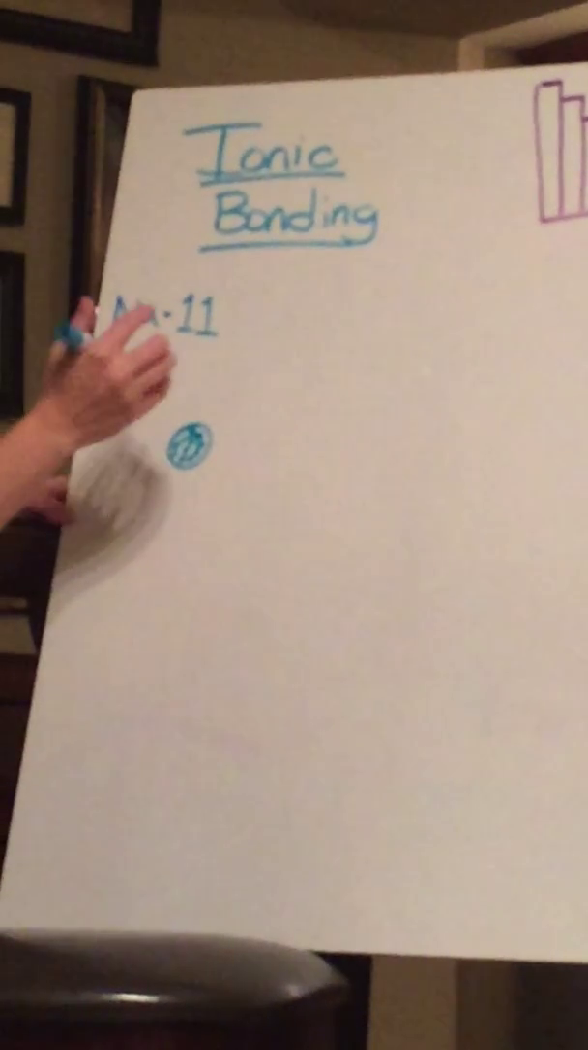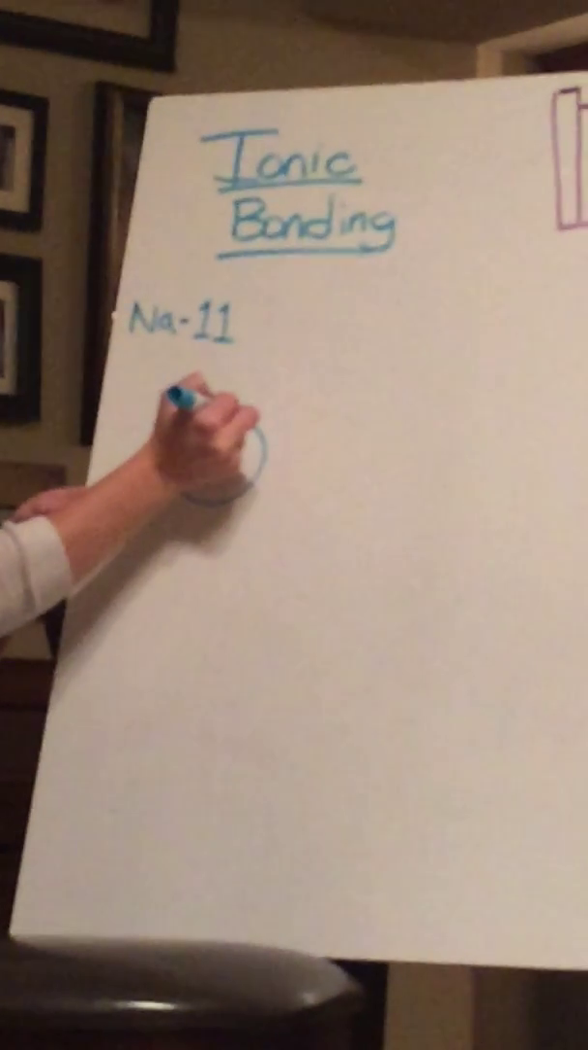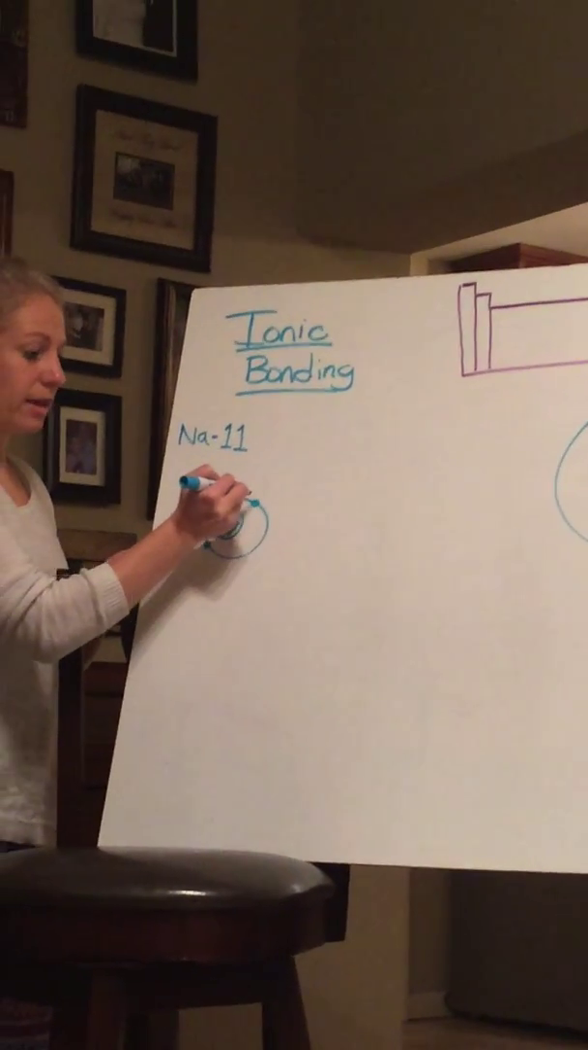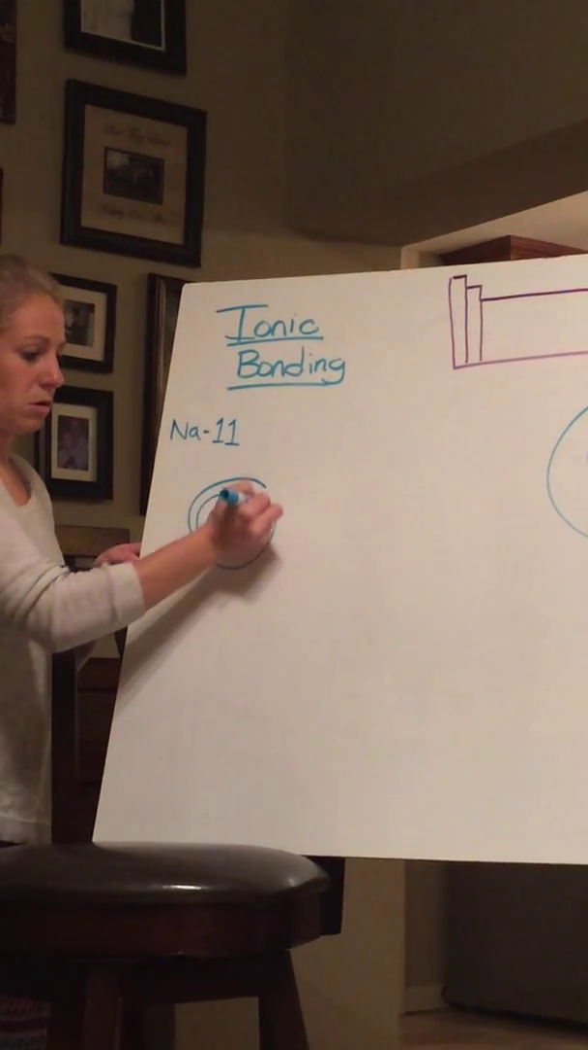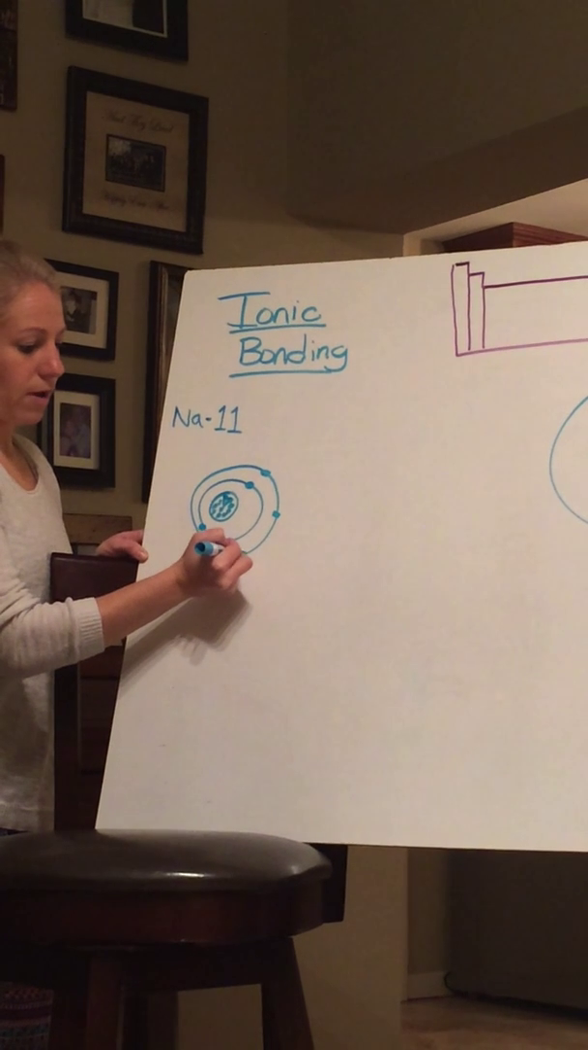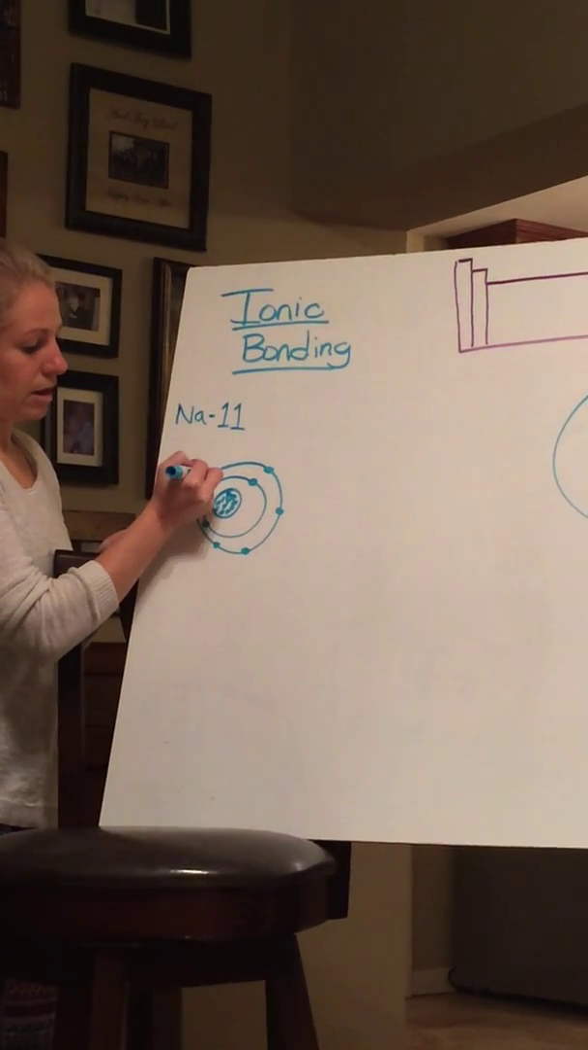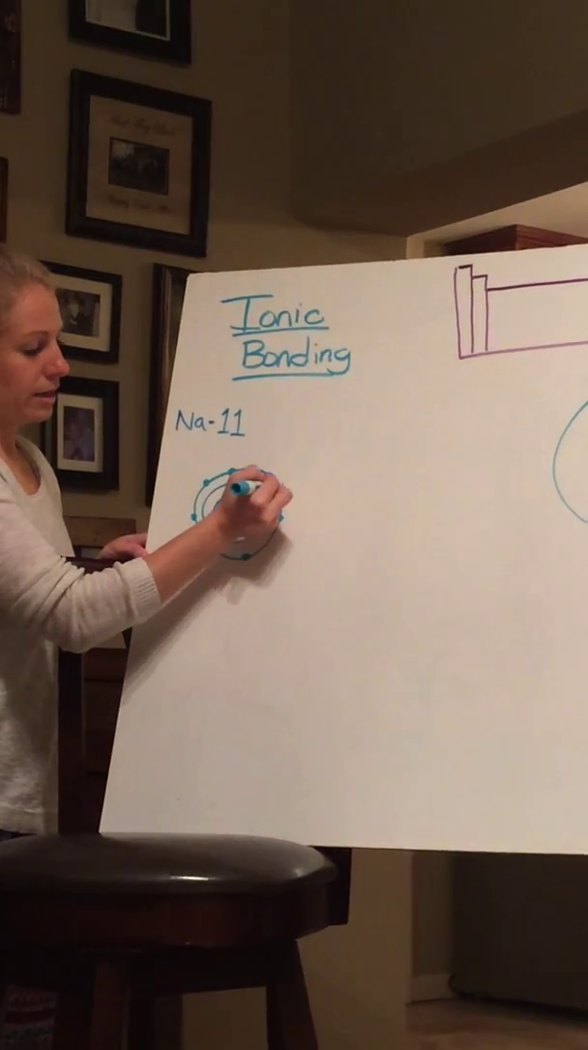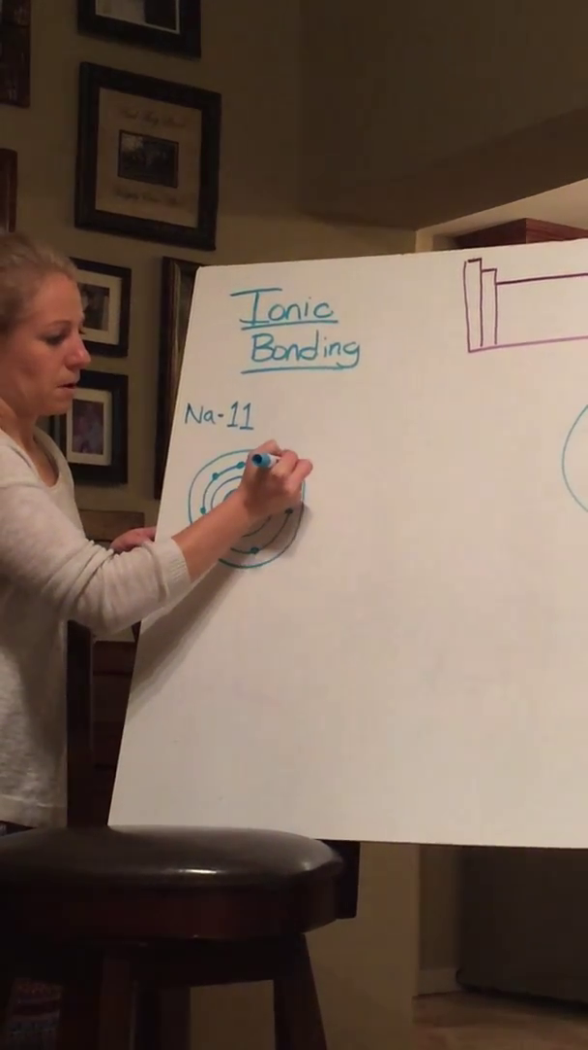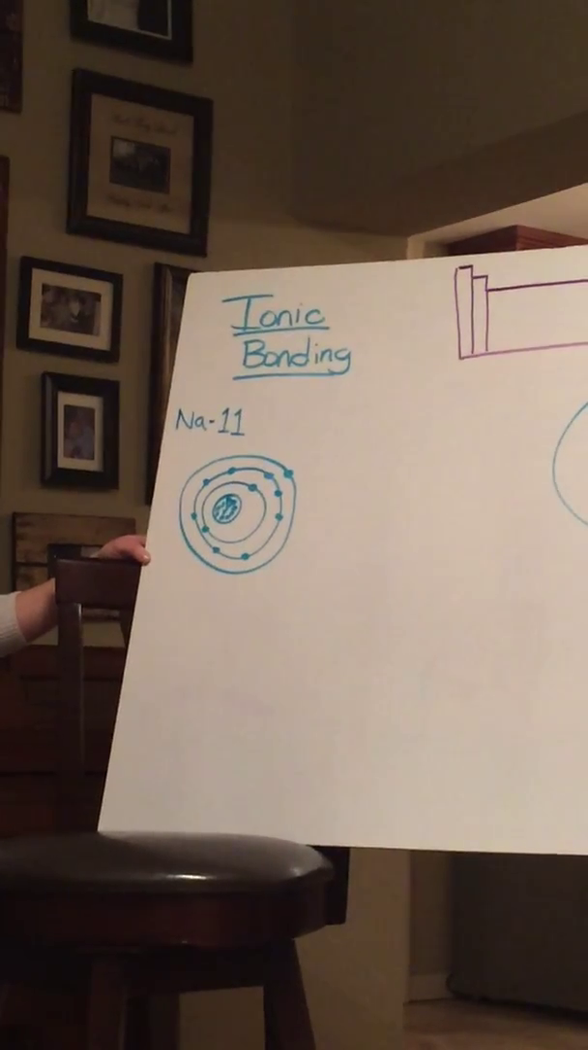Electrons go around your atom. Don't worry about why I'm drawing it like this. It will make sense in a couple seconds. So there's 2, 3, 4, 5, 6, 7, 8, 9, 10, 11.